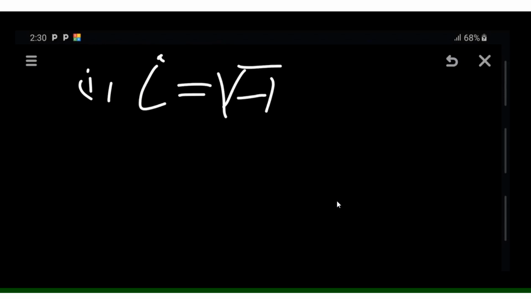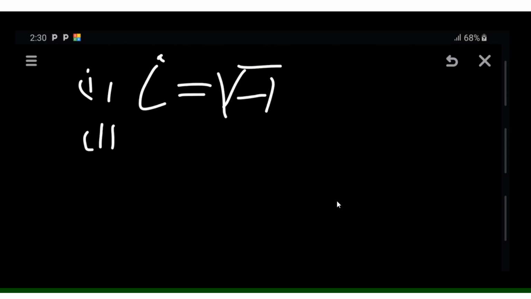So complex numbers is a number which is written in the form a plus bi. So there are a few properties, or say rules, for complex numbers. Number one, if you see this number i, it is the same as the square root of -1.